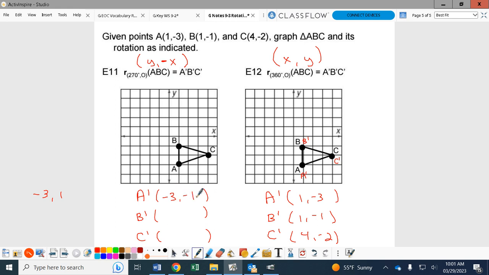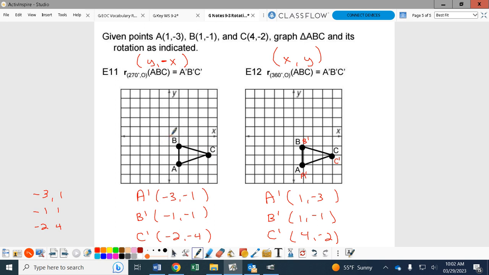-1. Perfect. -3, -1. If you switch the next one, it'd be -1, 1. And then you have to change the sign of the one in back, so your new answer would be what? -1, -1. Perfect. I just couldn't hear you. Okay. Last one. If you switch them, it'd be -2, 4. So when you change that sign, what's it going to be? -4. Perfect. Let's graph those.